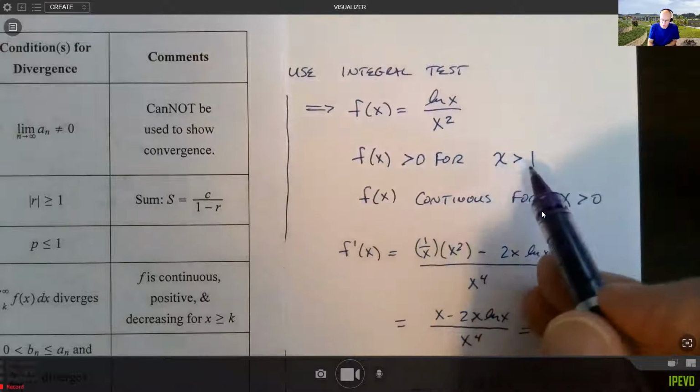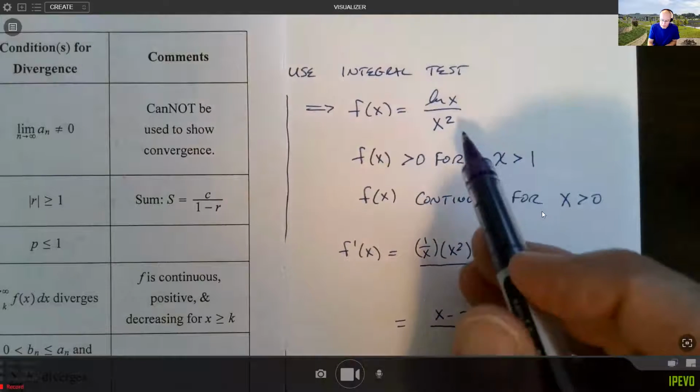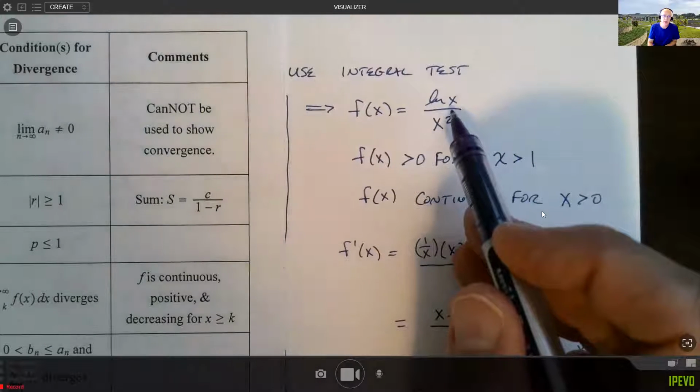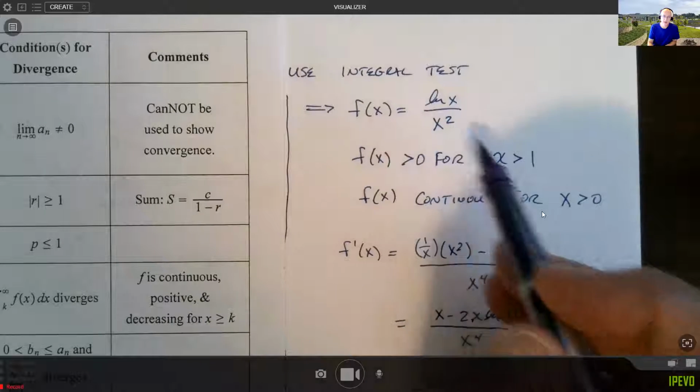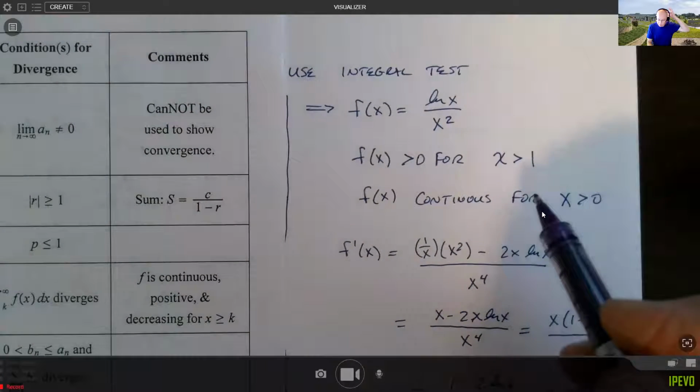which is clearly positive for values of x greater than 1. If you remember, the natural log of 1 is 0, and the natural log function is positive for values of x greater than 1. Of course, x squared is positive if x is greater than 1. So that is true.